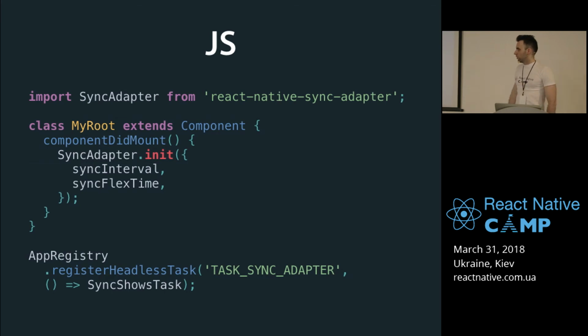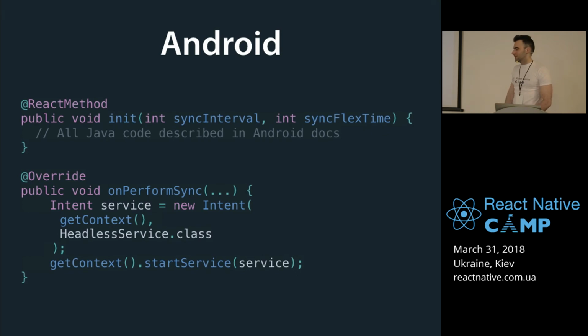So this is the block of code, and you register the headless task as I showed before. And because we are using this library, the task needs to be named this way. If you are curious how it works, there is a lot of code inside, but at the end there is an init function in Java which is exported and you can call. And somewhere deeper in the code there is onPerformSync, which is going to be called at whatever interval you set up, like every 24 hours, and it just starts the headless service that React Native gives you, which will run the JS code.